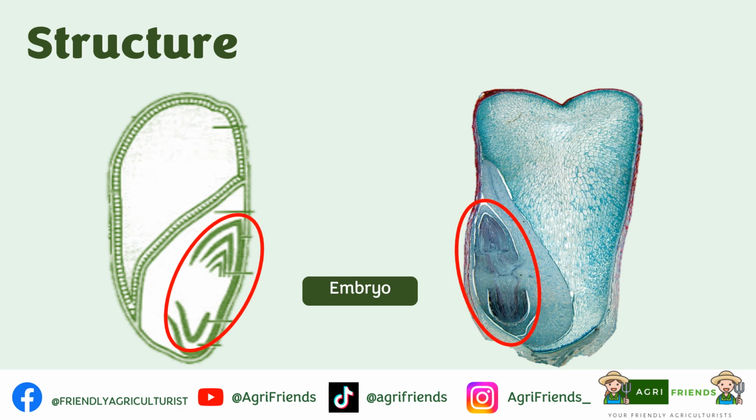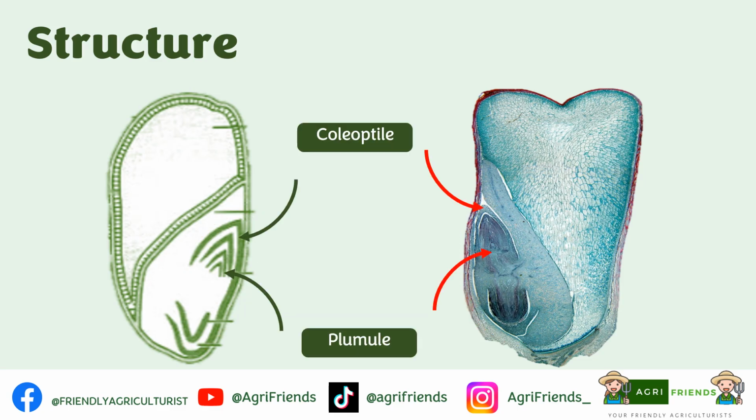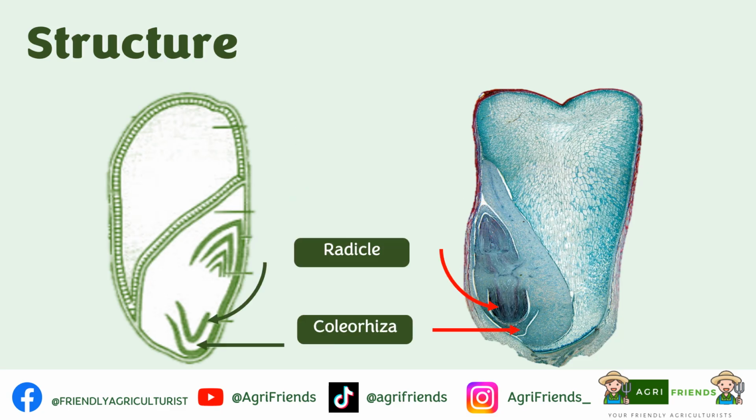As I have said, that is the embryo and it is further divided into parts. The plumule, which represents the shoot, is protected by a sheath referred to as the coleoptile. So this is the plumule. This is the plumule and this is your coleoptile. And the coleorhiza is the protective sheath that surrounds the radicle or the embryonic root. So the coleorhiza and the radicle.